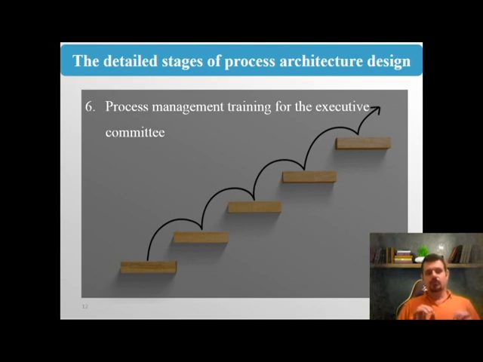Now you should hold a process management training course for the executive committee. This course is different and takes around 4 hours at least. In this course, at the first, you talk about the benefits of BPM for them. You should connect their personal goals and organizational goals. Actually, when I'm talking about organizational goals, I'm talking about the deliverables of BPM.